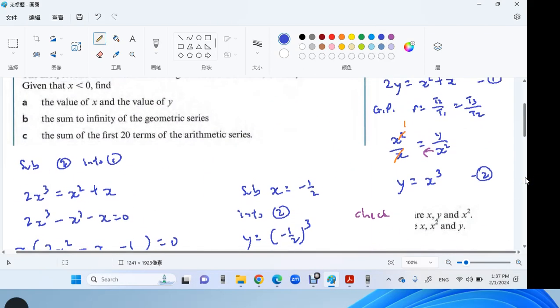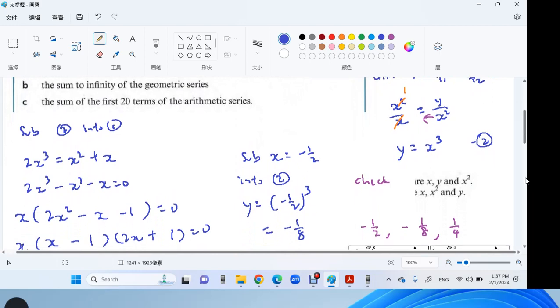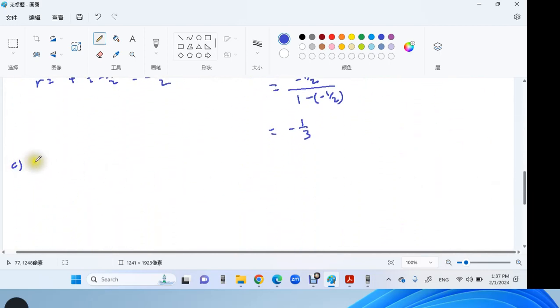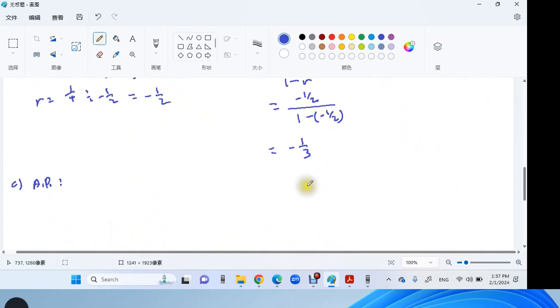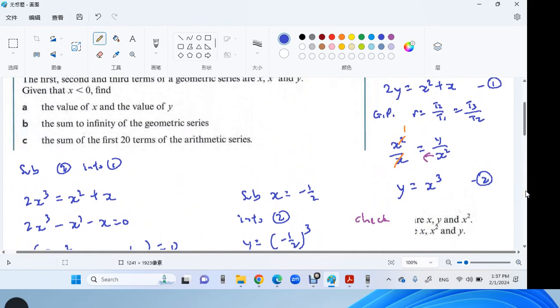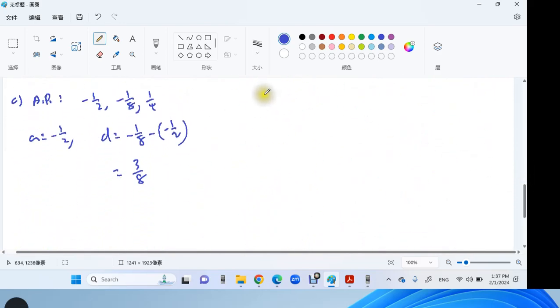Then for the AP, we want to have the sum of the first 20 terms. So for the AP, what we have is negative 1 over 2, negative 1 over 8, and then 1 over 4. So the a is negative 1 over 2, the d is negative 1 over 8 minus negative 1 over 2, which will become 3 over 8. So the question asks for 20 terms, S20.